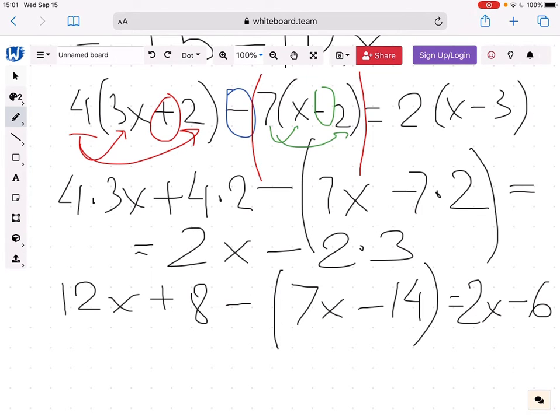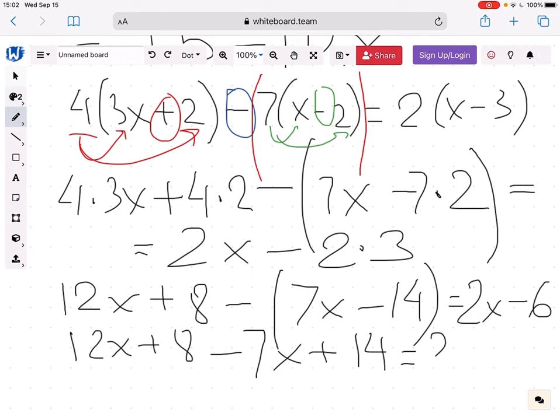All right. And now we're going to open the parentheses. So we got 12x plus 8. It stays. And now we're going to change the sign for every term inside of the parentheses. So we had plus 7x, we're going to have minus 7x. We had minus 14, it's going to be plus 14. Okay? Equals 2x minus 6.